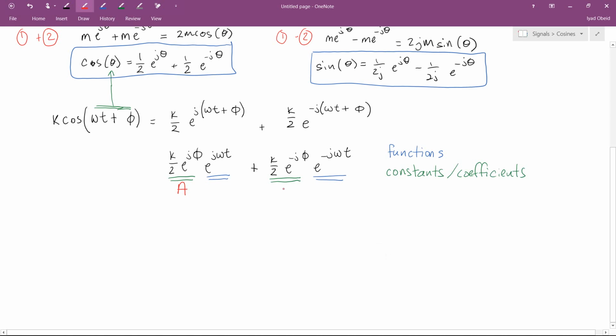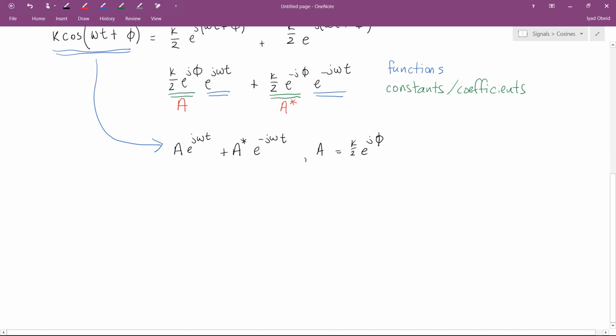Now, if you look at this other constant over here, it's interesting. It has the same magnitude k over 2, but the opposite phase angle. Because of that, it's actually going to be a conjugate. So putting this all together, an alternate representation of our cosine is as follows: it is equal to A e to the j omega t plus A conjugate e to the negative j omega t, subject to the important constraint that A equals k over 2 e to the j phi.